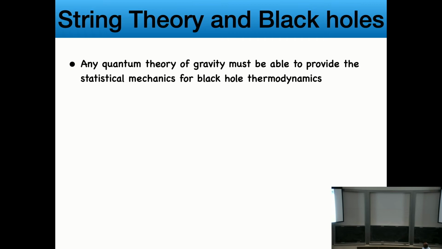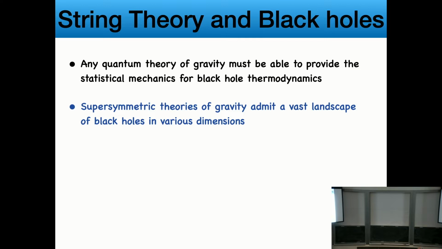So I will move on to the latter point: what do we know about these microstates, and what can we say that might be relevant to experiments ultimately? One thing that has to be the case is that any quantum theory of gravity must be able to provide the statistical mechanics for this black hole thermodynamics. For generations, we've been able to construct many supersymmetric theories of gravity, and the existence of black holes is a generic phenomenon of theories of gravity. So supersymmetric theories of gravity will have vast landscapes of black holes in various dimensions.